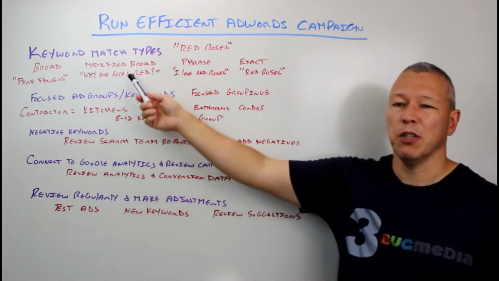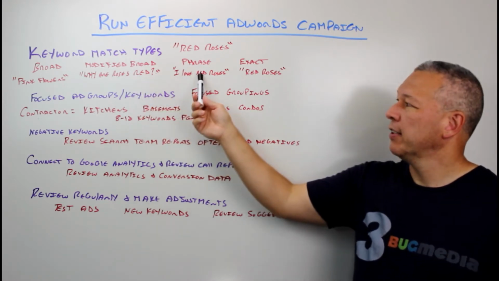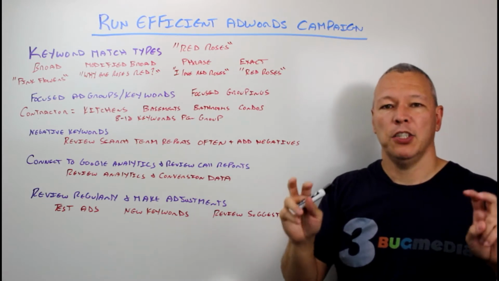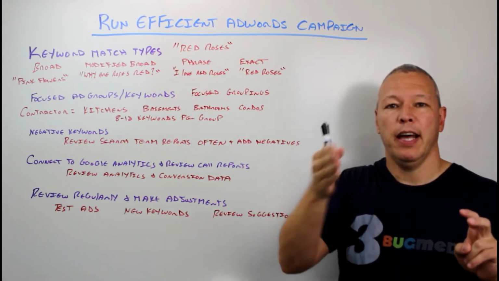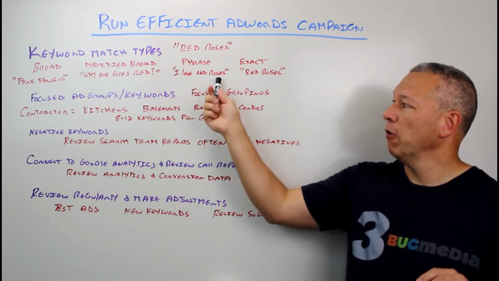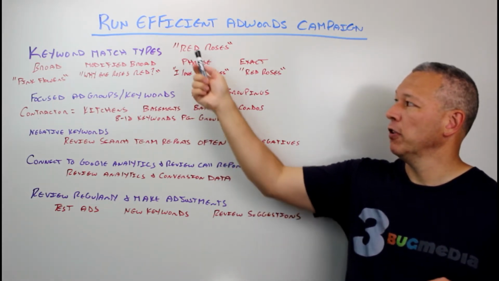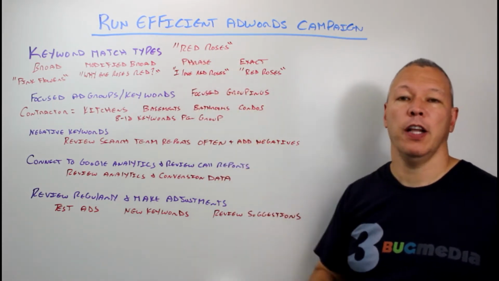Phrase match is similar to modified broad match, except when you put it in quotes, red roses, it has to show up in that order. So I love red roses, your ad would show up because it has red and roses in that order on there. So that's a phrase match.